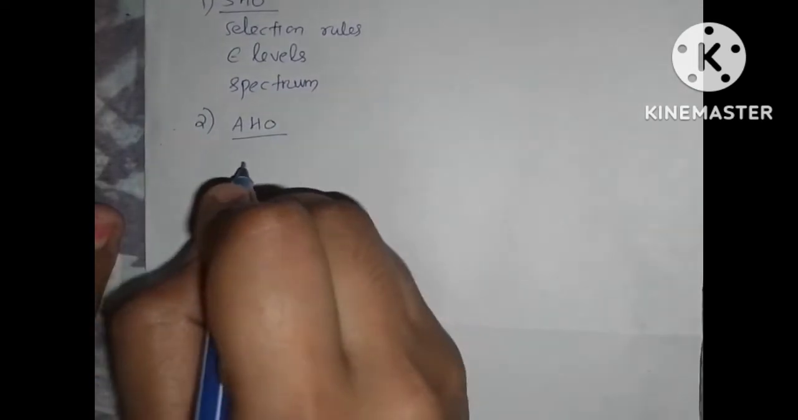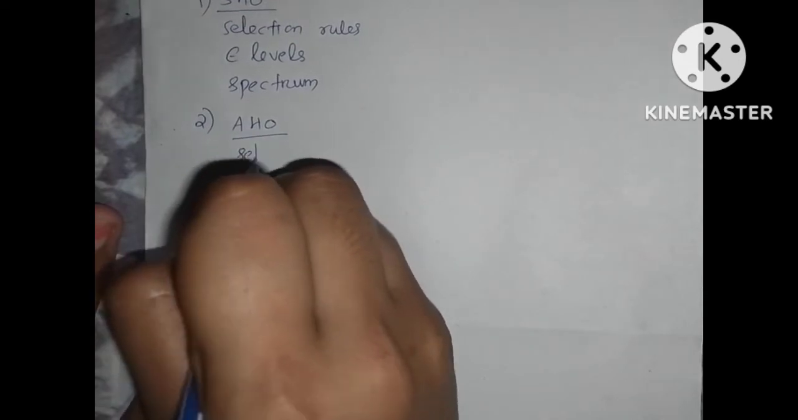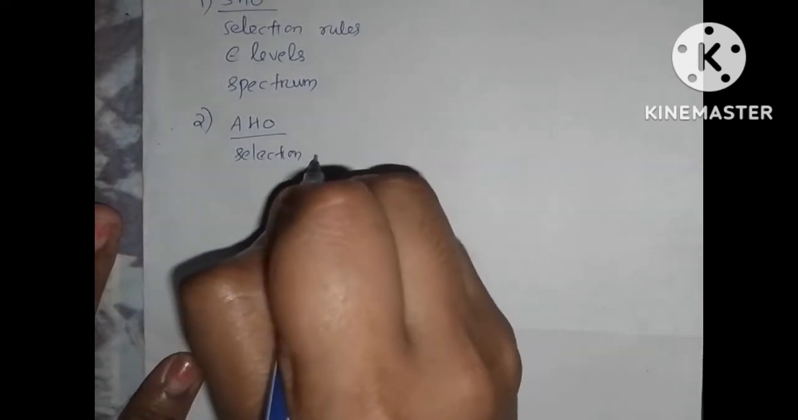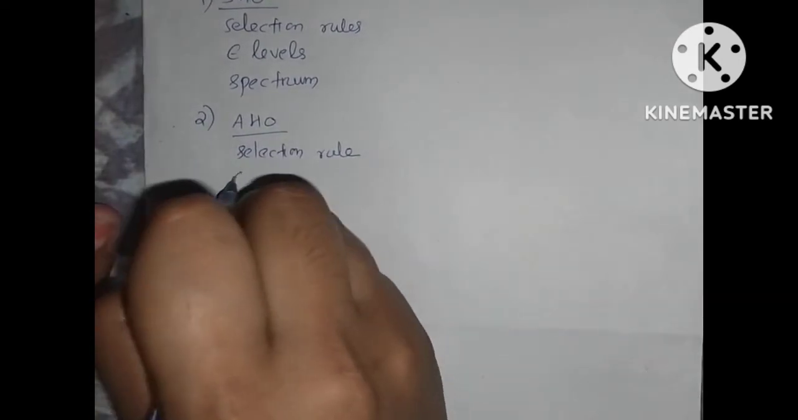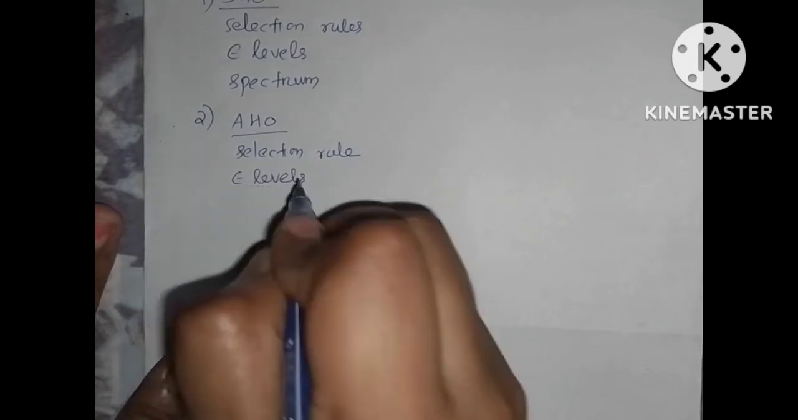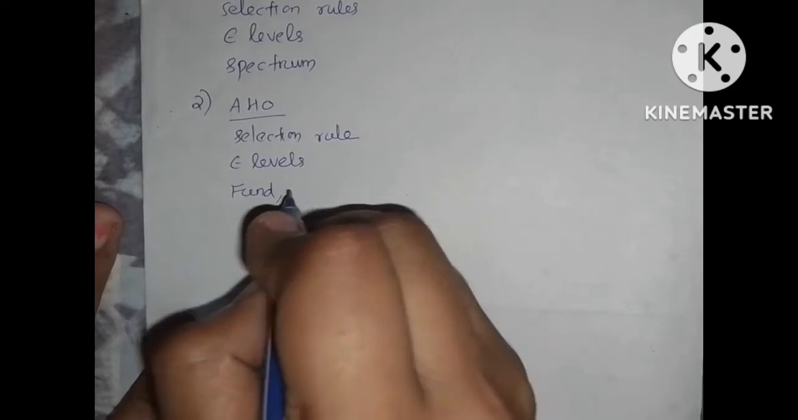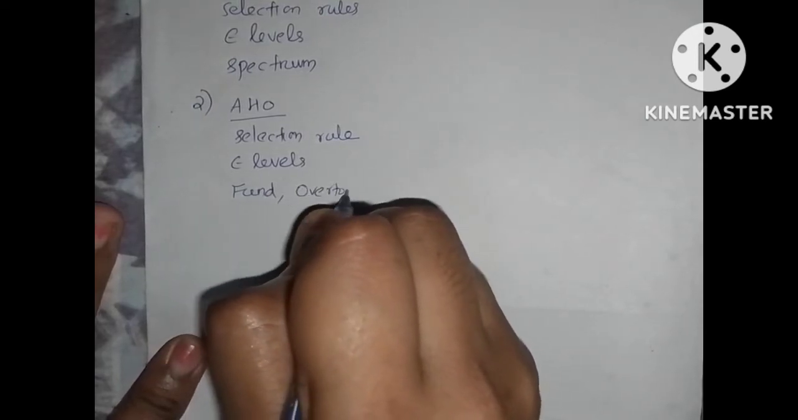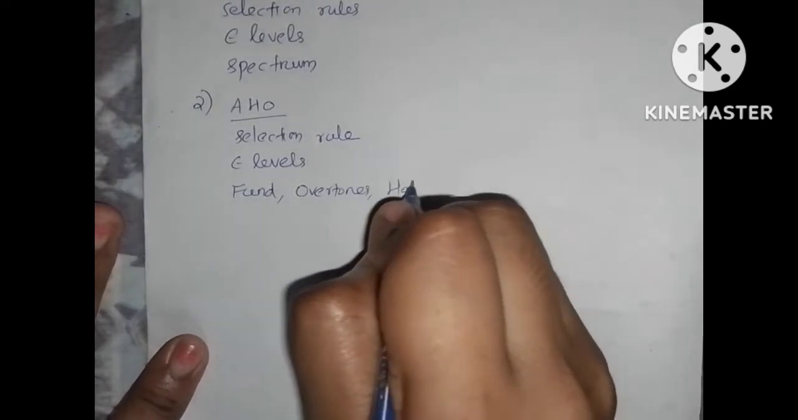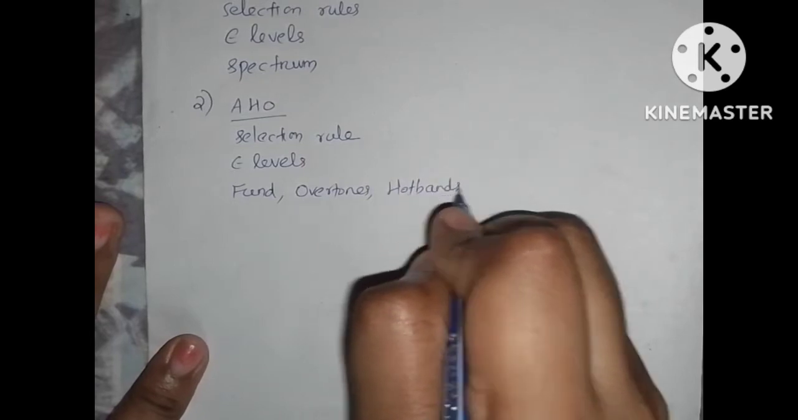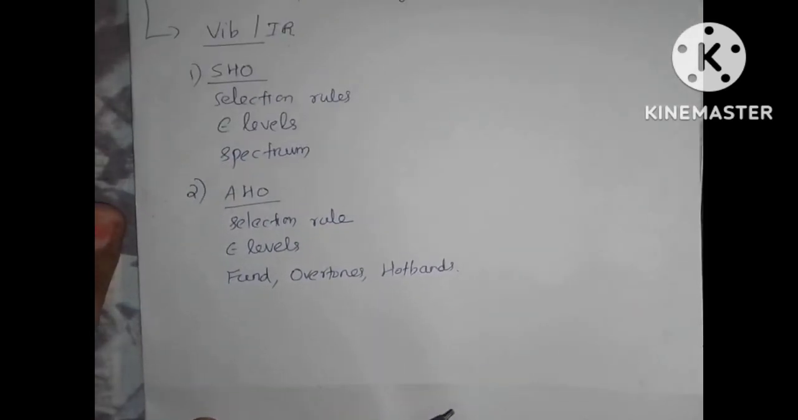In the anharmonic oscillator section, we will study the selection rule for vibration and energy levels, then the fundamental vibration, overtones and hot bands. These are the topics we are planning to cover in this video.